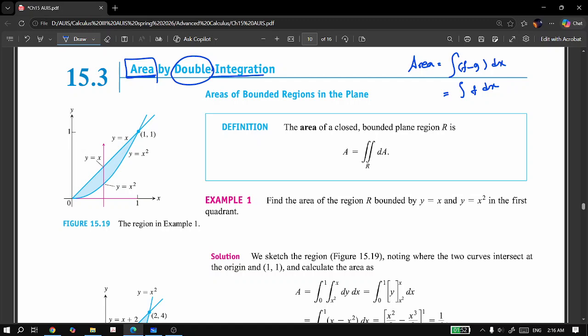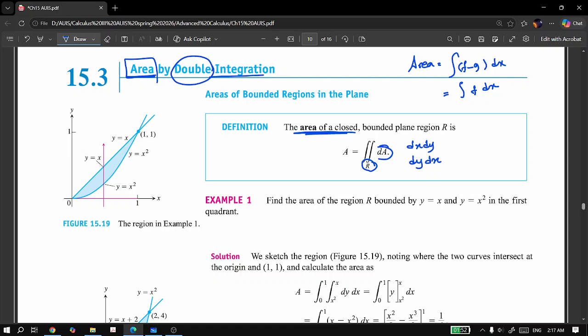Here, the definition is that the area A is equal to the double integral over the specified region of dA. That dA, as you know, represents either dx dy or dy dx, and you're free to choose whichever you want to evaluate.